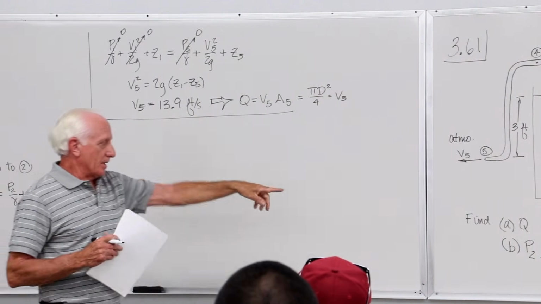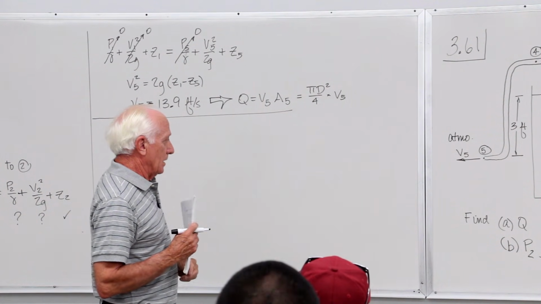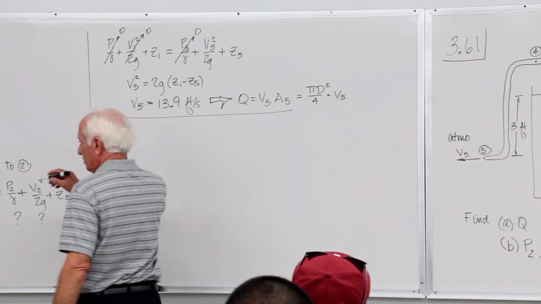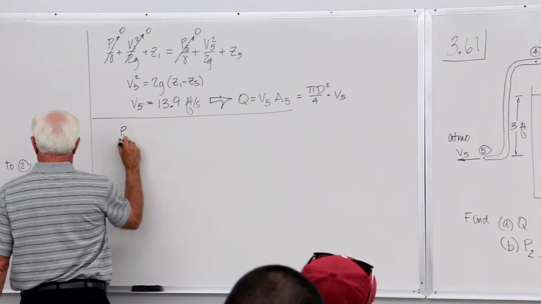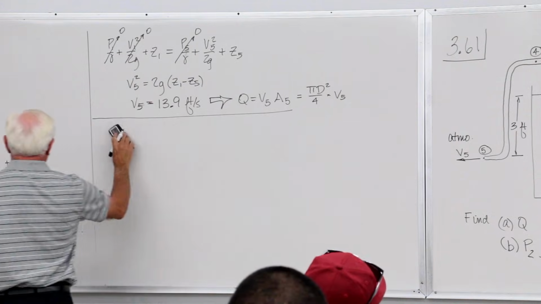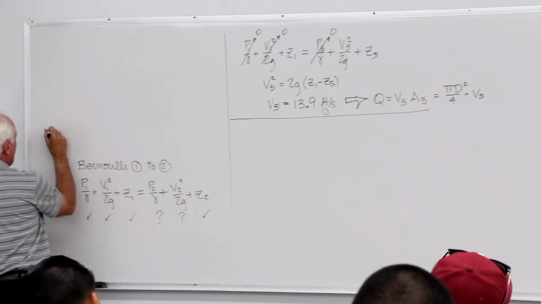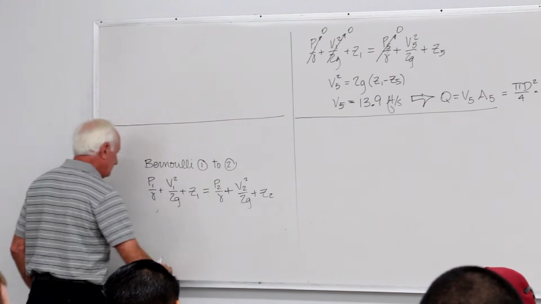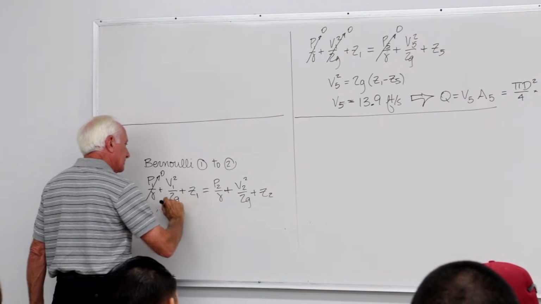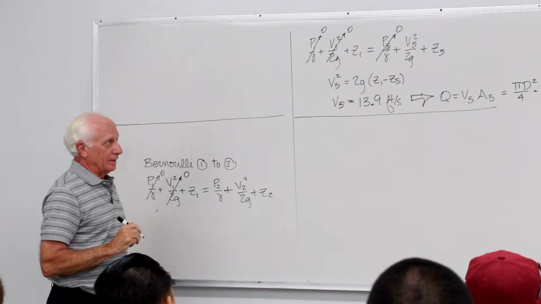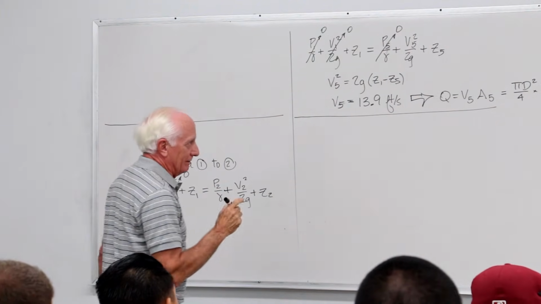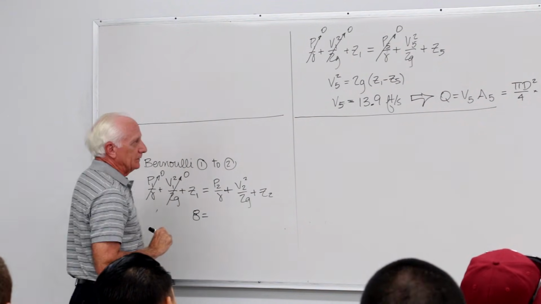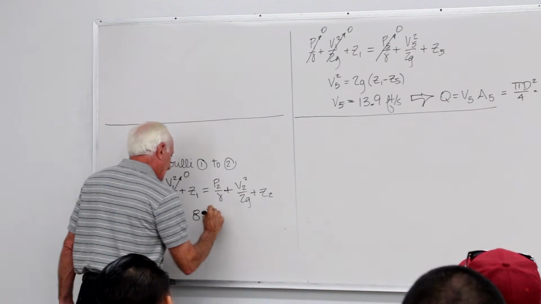Okay, there's answer part A. Now I'm going to do part B. Okay, P2, there's 2. Now I can go back to 2. So start again. Oh, there we are. Here it is. 0, 0, Z1, yeah, 8. P2, unknown, find it.